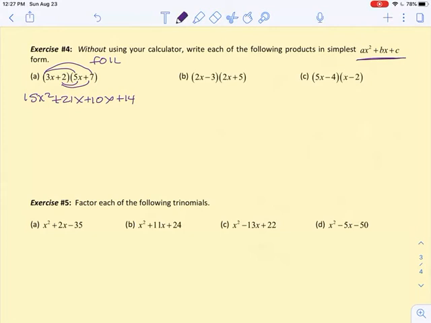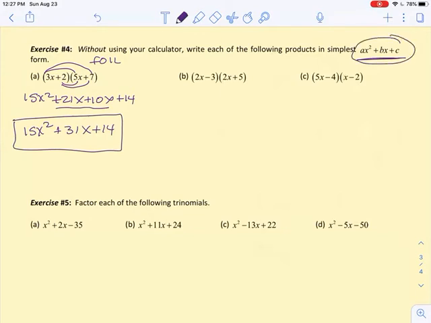F stands for the first terms, that's the 3x and the 5x. O stands for the outside terms, that's the 3x and the 7. I stands for the inside terms, 2 times 5x, and L stands for the last terms, 2 times 7. You can also just think of it as doing the distributive property twice, but you're always going to get 4 terms, but these 2 middle terms you'll be able to combine together. 21x plus 10x is 31x. And you now have a trinomial in this form, the ax squared plus bx plus c.